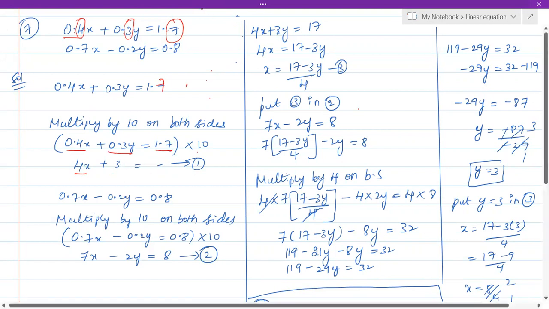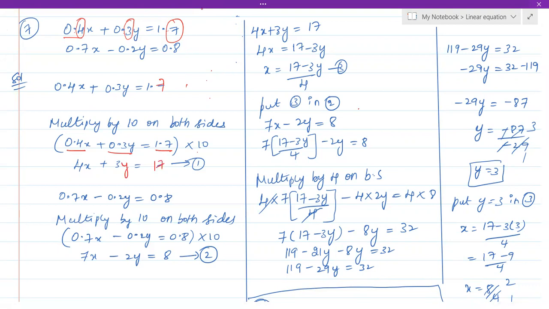So you got your first equation, as you can see, that the coefficients are integers. So I have taken this as equation 1. Similarly, coming to the second equation, check after decimal, we have got only one digit here, one digit. Throughout it is one digit, therefore I'm going to multiply by 10.